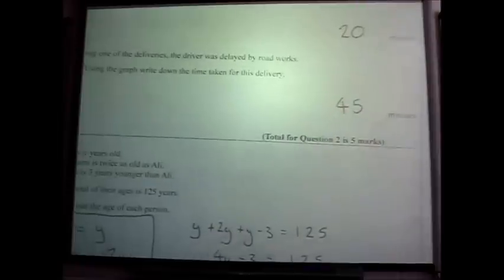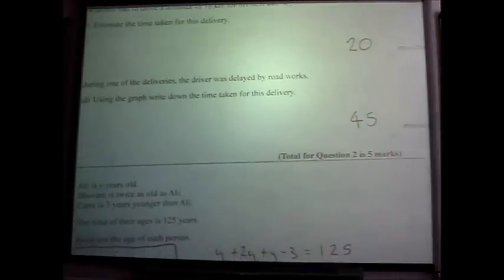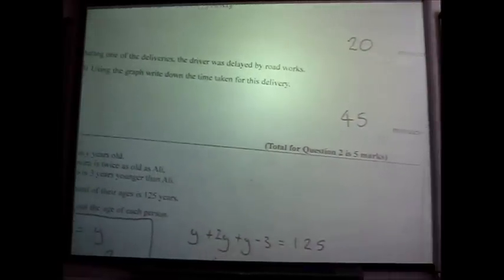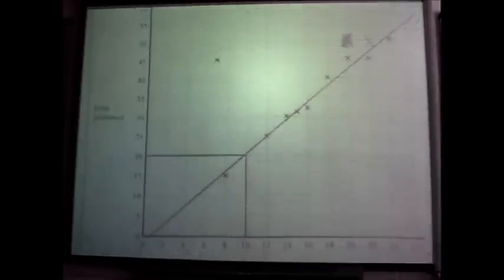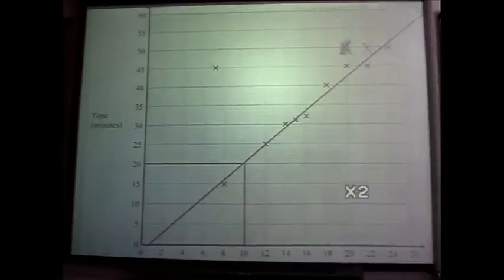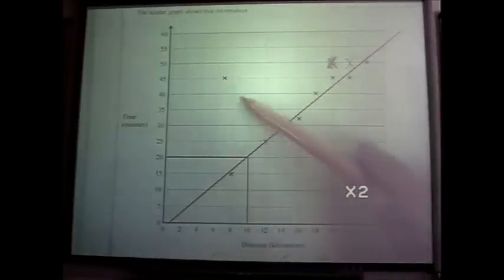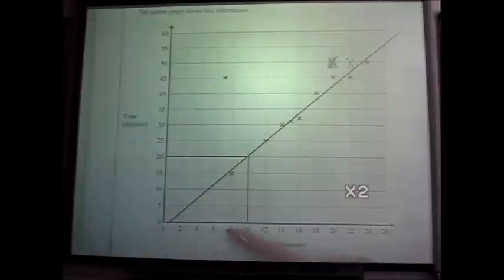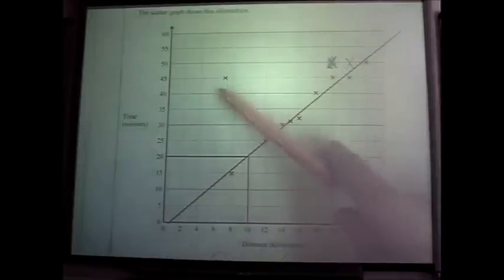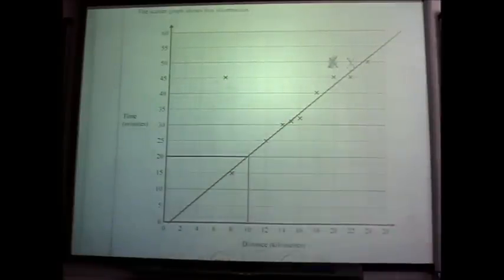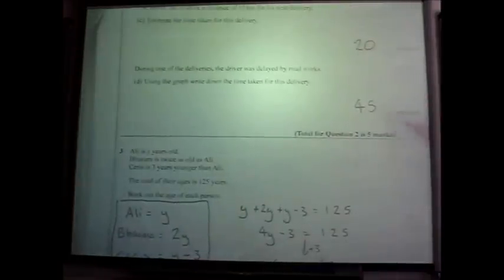The other question says, during one of the deliveries, the driver was delayed. Which delivery was he delayed for? We need to look for a point that's not where it should be, and this one up here, look, it's quite a short delivery, but it took him ages to do the delivery, so that's the one there. So it took him 45 minutes. That's what it's asking there.